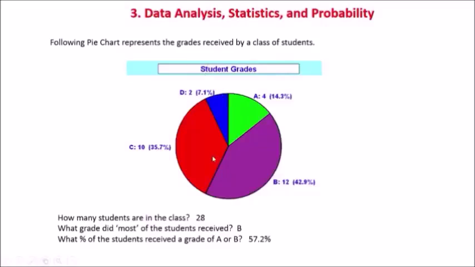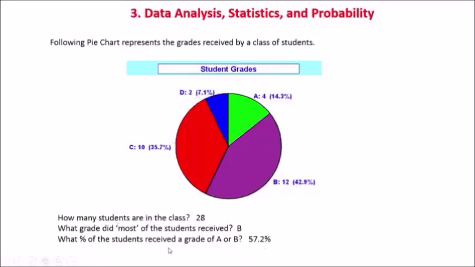Okay? So the kind of questions in the test they will ask, how many students were there, you can answer 28. What grade did most of the students receive? Okay, so the biggest piece of the pie is B, right? So you can visually look at it and see that most of the students actually got the grade of B. Okay. Then what percent of students got D? Then you can say that 7.1% got D.